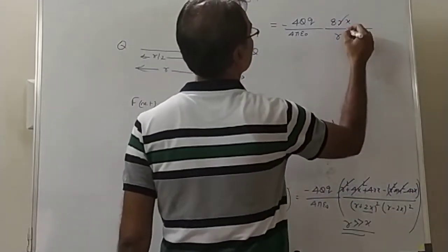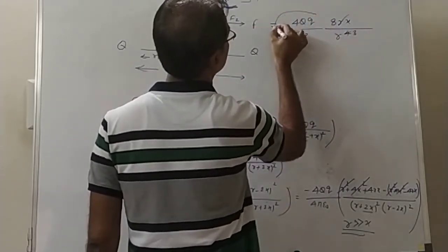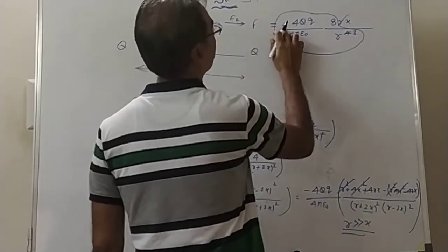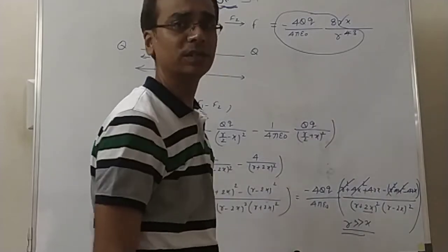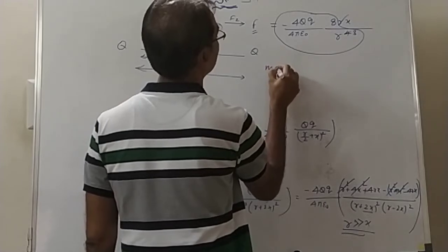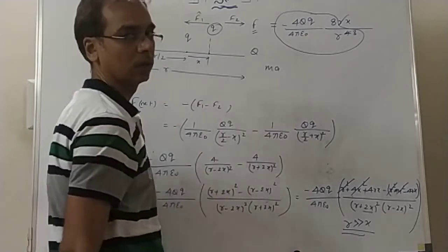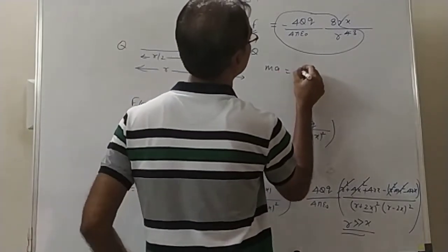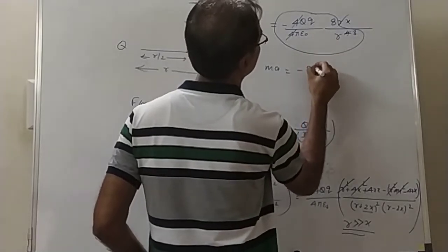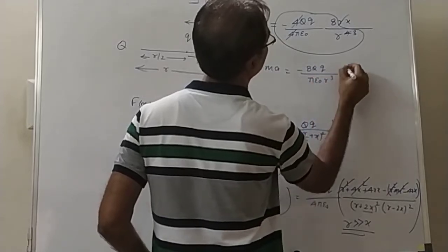This r and this get cancelled. Now you can see that all of this is constant, so force is directly proportional to negative of x. Is it the condition of SHM? Yes. So in place of force, you write mass into acceleration, the mass of charge small q. So m into a equals, cancelling the 4 over here, minus 8 q by pi epsilon naught r cube, q into x.